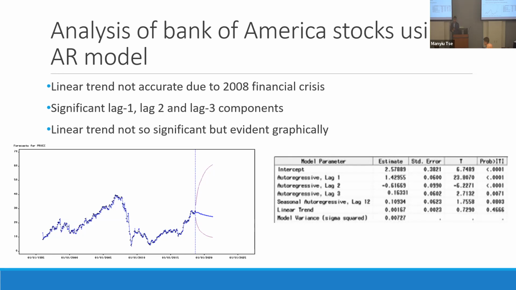But if you look at the graph, there's a clear linear trend before 2008, and there's a clear linear trend after 2008. The reason why the model thought that there is no slope is because, as you can see, if you connect these two lines, it is kind of straight. So the model believes that there is no linear trend, but the linear trend is evident graphically. That's also one of the drawbacks of the model we'll be talking about in further slides.